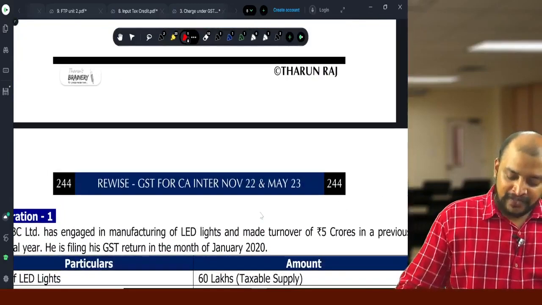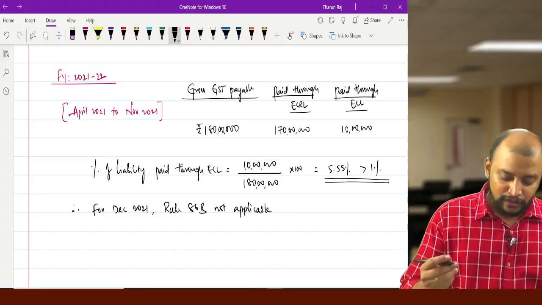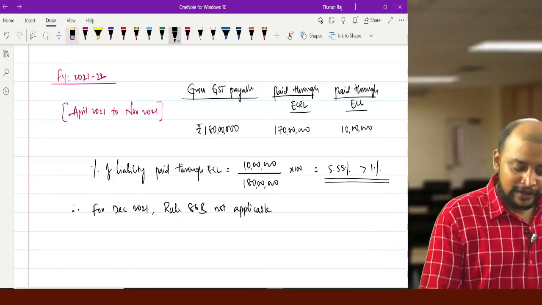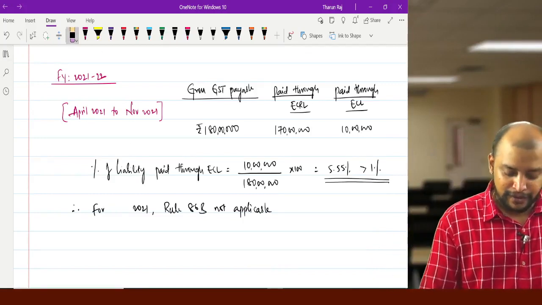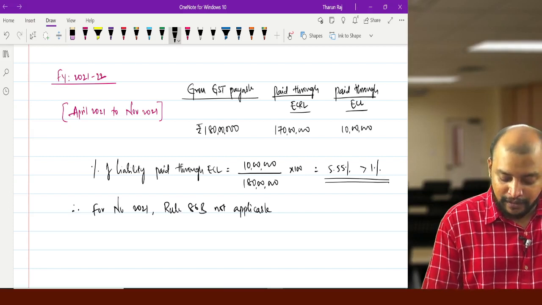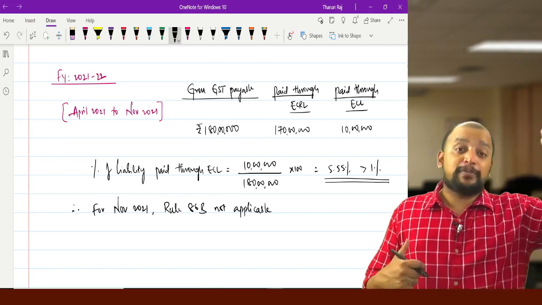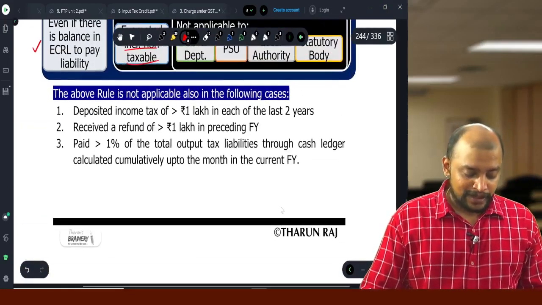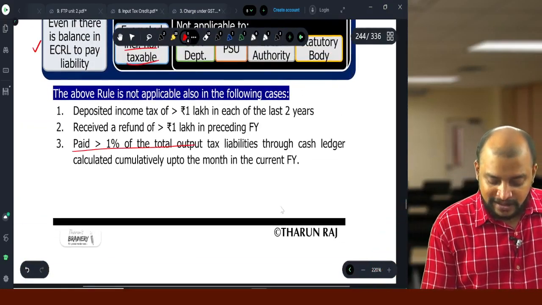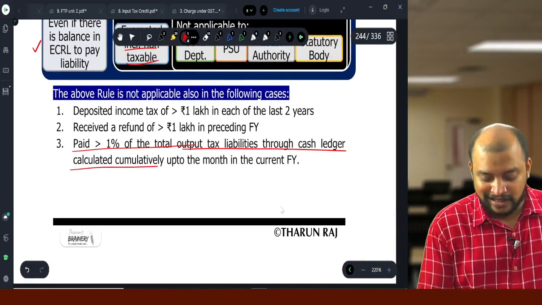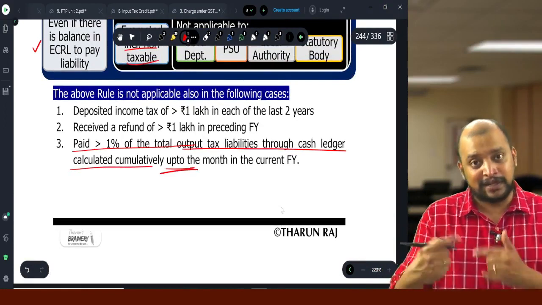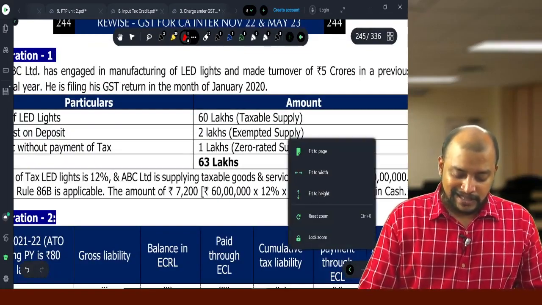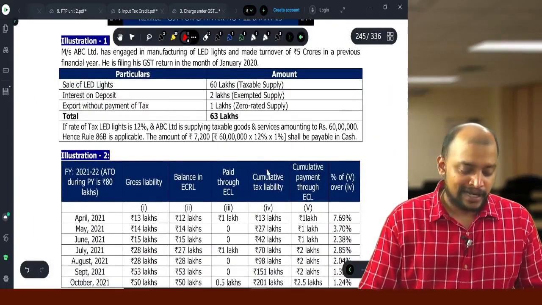So now, up to December 2021 means actually for November 2021, not December 2021, November 2021 we need to take. Because the provision says up to that month, paid greater than 1% of the total liability through cash ledger, calculated cumulatively up to that month in the current financial year. Now, how the question could be tested on this 86B, you can see.